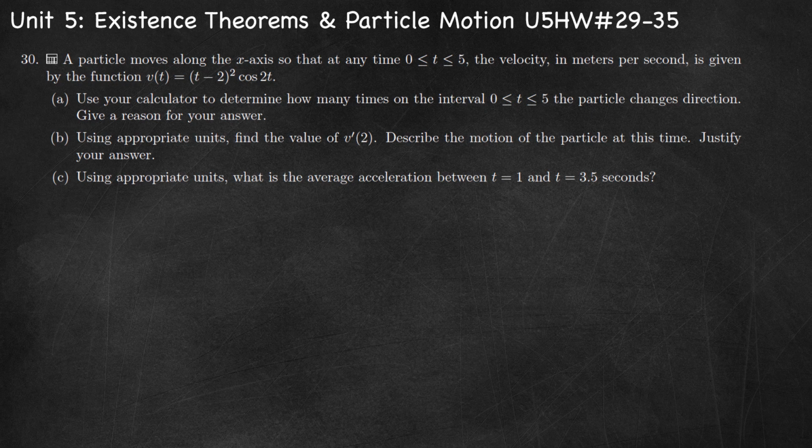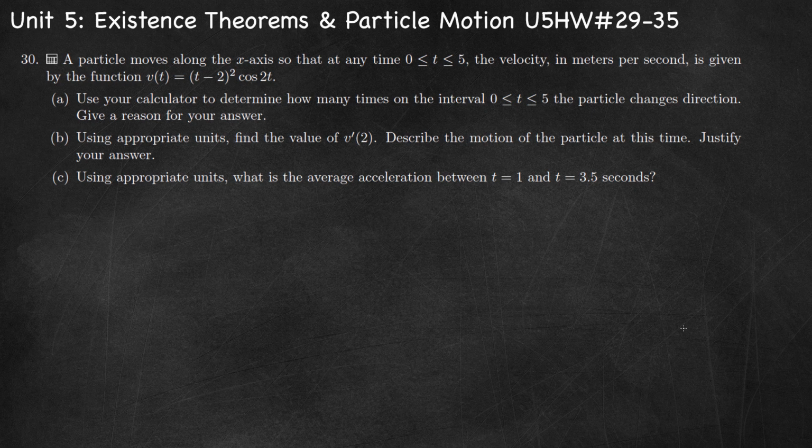Number 30, a particle moves along the x-axis so that at any time t between 0 and 5, the velocity in meters per second is given by v of t equals t minus 2 squared times cosine 2t. Use your calculator to determine how many times on the interval from 0 to 5 the particle changes direction, and give a reason for your answer.